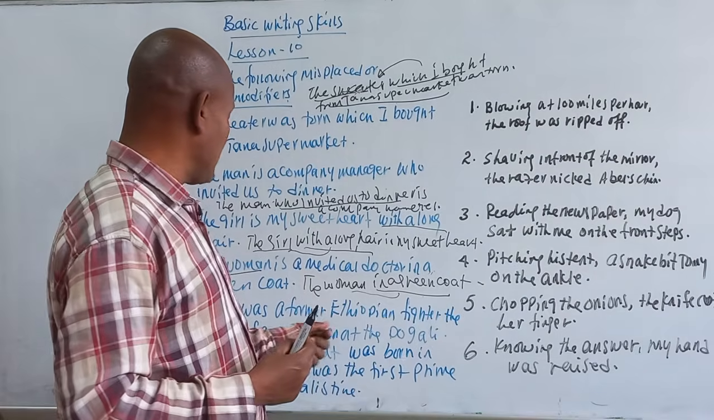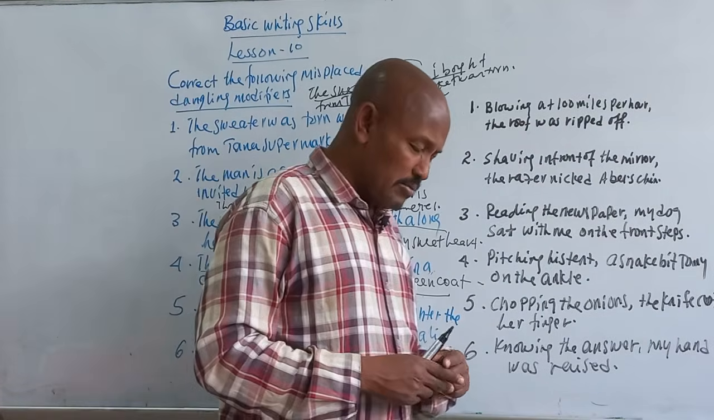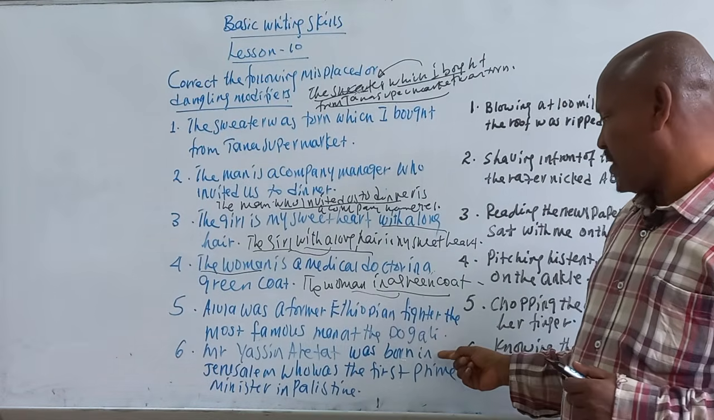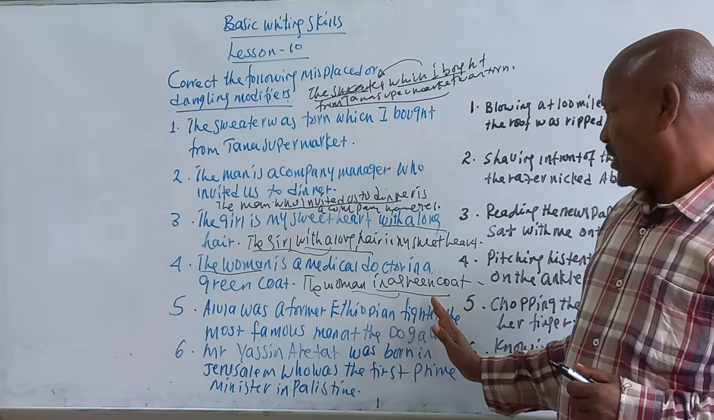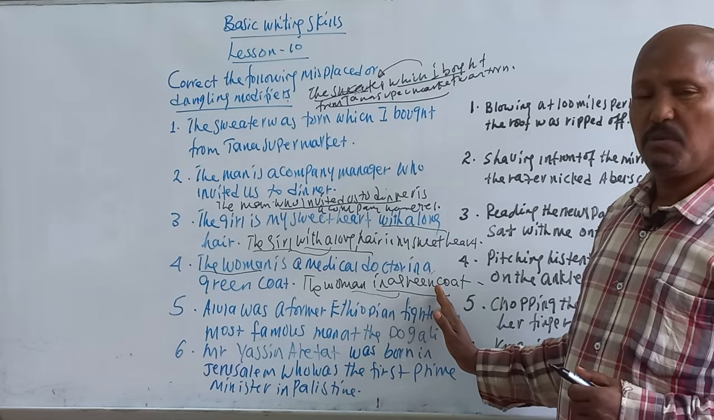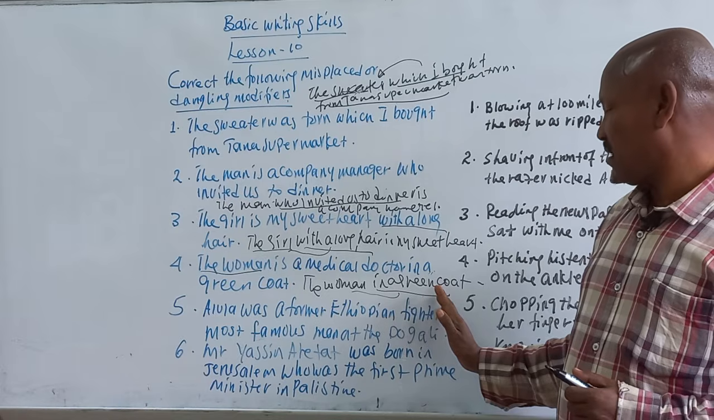Yes, the most famous man at the Dogali. Yeah, so it is the most famous part at the Dogali, which is the wrong place. Yeah, this is a kind of the most famous. Now take this sentence: Alula was a former Ethiopian fighter. It is meaningful, but if you cut the sentence here, it is independent. The most famous fighter at the Dogali.